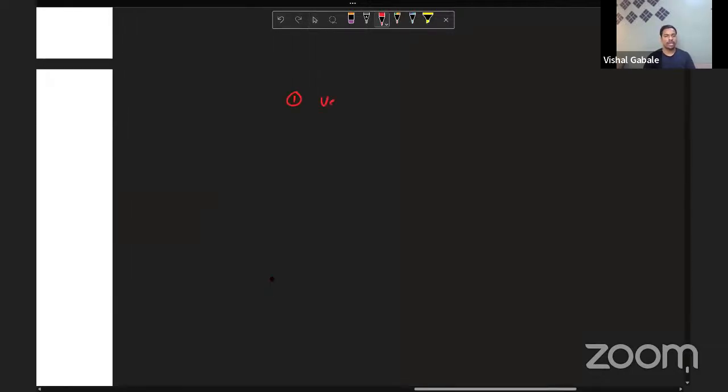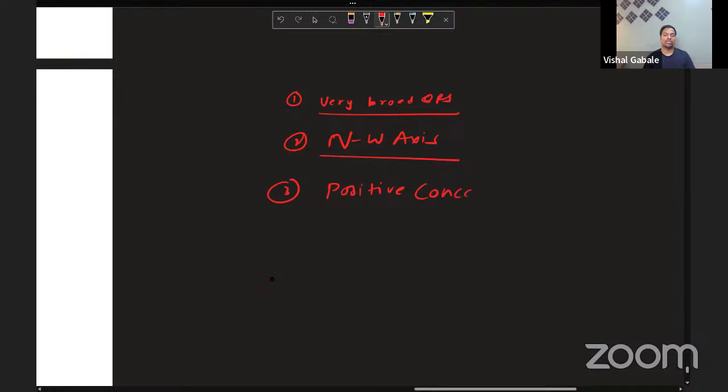First of all is very broad QRS complex, isn't it? Second, the patient will have a northwest axis, right? The third thing is there will be positive concordance. What is this positive concordance? That means all the waves will be positive. All the R waves will be positive.